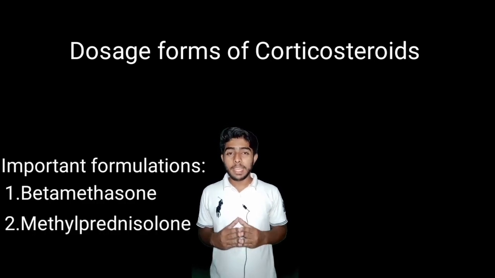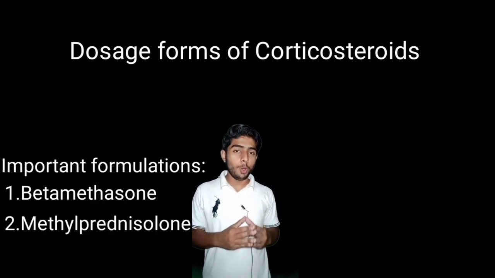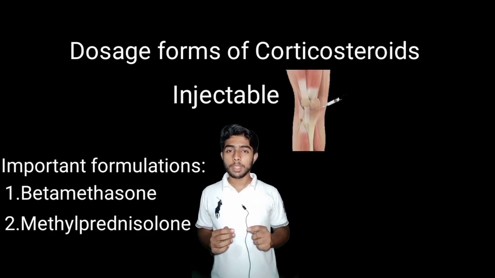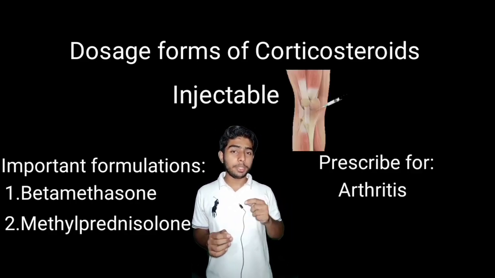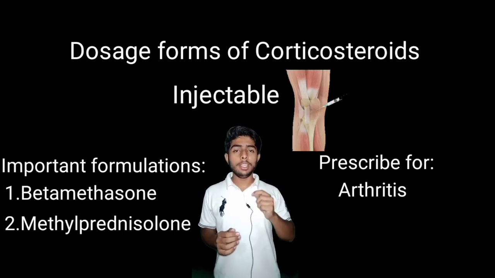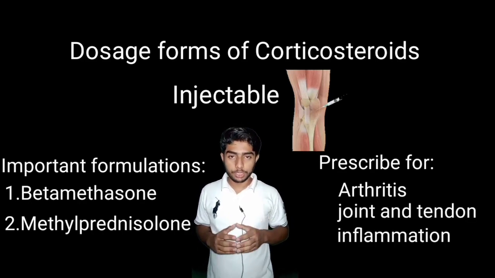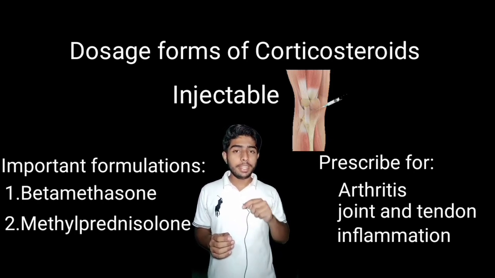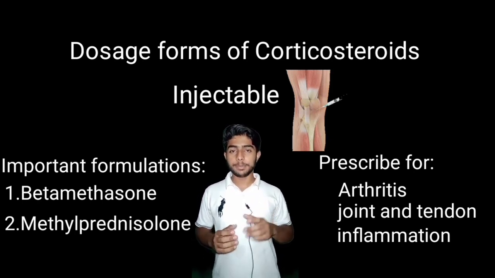Betamethasone and methylprednisolone are the two most important formulations of injectable corticosteroids. Injectable corticosteroids are usually prescribed for arthritis and joint and tendon inflammation, and these injections are delivered directly into the joint or tendon that is inflamed.